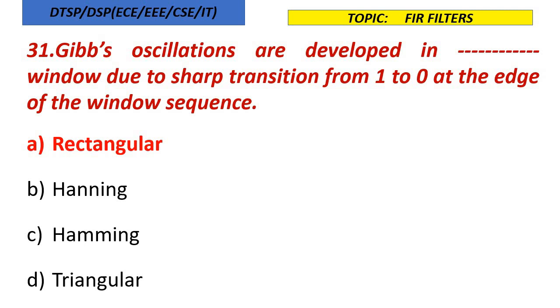Next question: Gibbs oscillations are developed in dash window due to sharp transition from 1 to 0 at the edge of the window sequence. So in the rectangular window, when we design an FIR filter using the rectangular window, surely there will be Gibbs oscillations due to sharp transition from passband to stopband. This Gibbs oscillation will arise only at the edge of the window sequence. This is another important question.